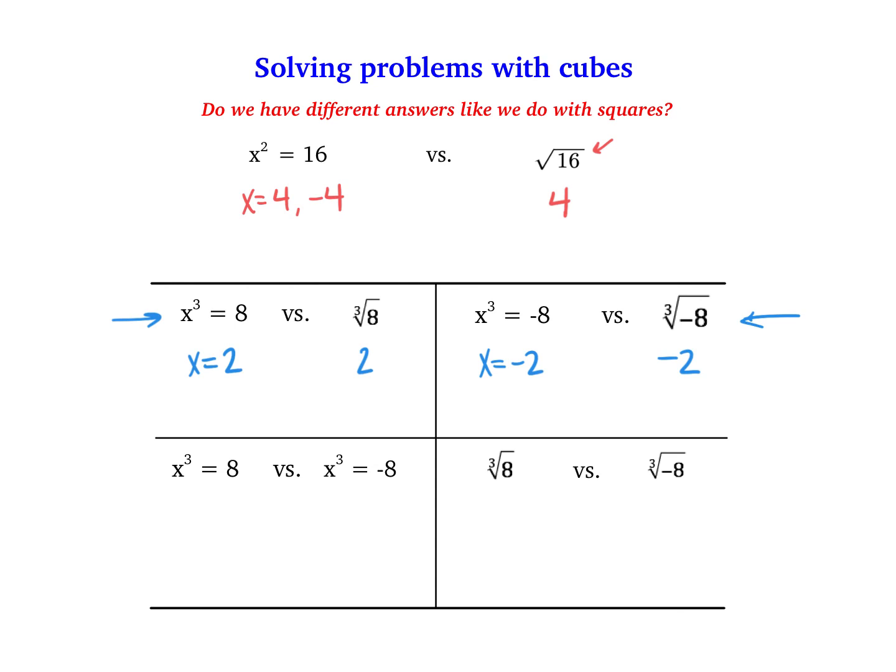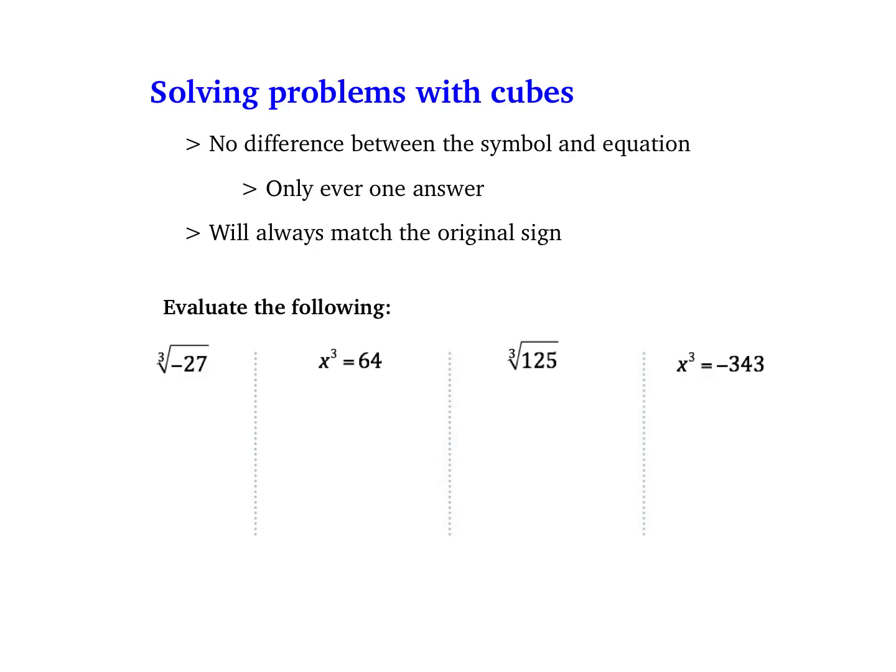So if we look down here at these two equations, my answer for the cube root of 8, because that's how I would solve this, taking the inverse of both sides, would be only a positive 2. Whereas on that next example, it would only be negative 2. I no longer have two answers. And same thing if you just had that symbol. So the cube root of 8 is 2, the cube root of negative 8 is negative 2. So when you're solving problems with cubes, there is no difference between the symbol and the equation. There's only ever going to be one answer, and that answer is always going to match your original sign.